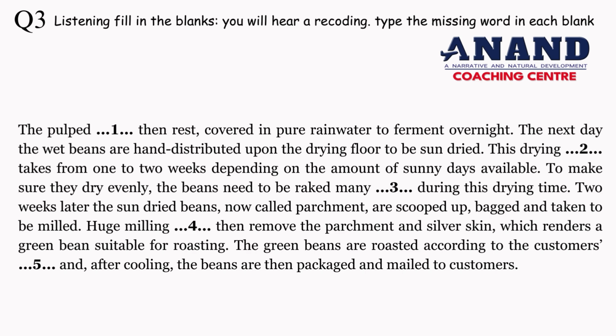2 weeks later the sun-dried beans, now called parchment, are scooped up, bagged and taken to be milled. Huge milling machines then remove the parchment and silver skin, which renders a green bean suitable for roasting. The green beans are roasted according to the customer's specifications, and, after cooling, the beans are then packaged and mailed to customers.